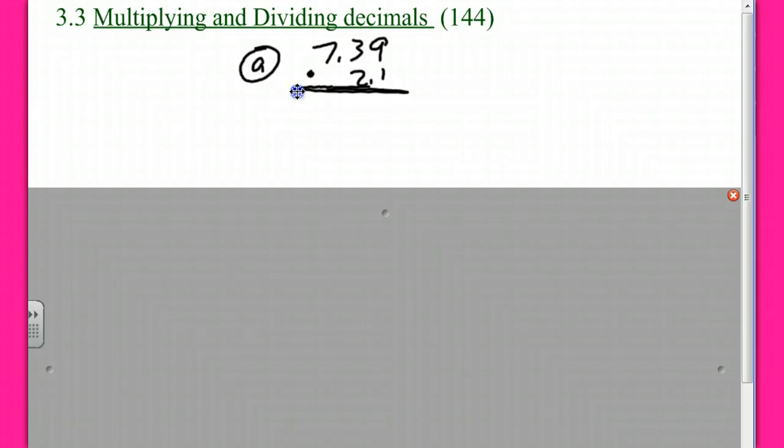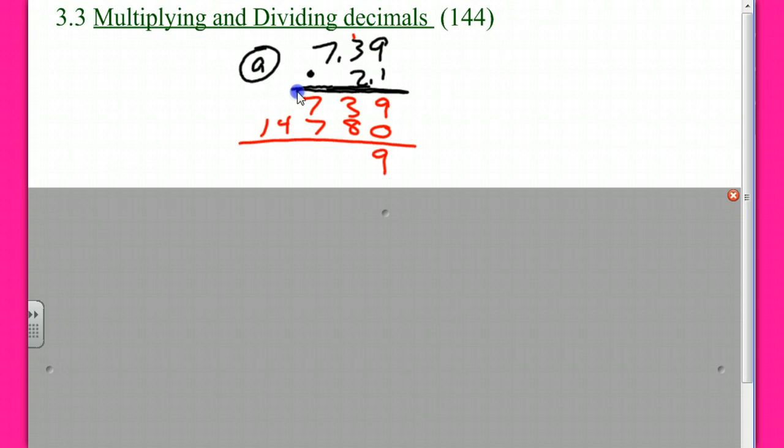You just multiply. Okay, so 9 times 1? 9. 3 times 1? 3. 7 times 1? 7. And then we bring down a placeholder because we're moving to the tens place, right? 9 times 2? 18. Carry a 1. 3 times 2 plus 1? 7. And 7 times 2? 14. Good. And then you simply add the way we normally do, right?